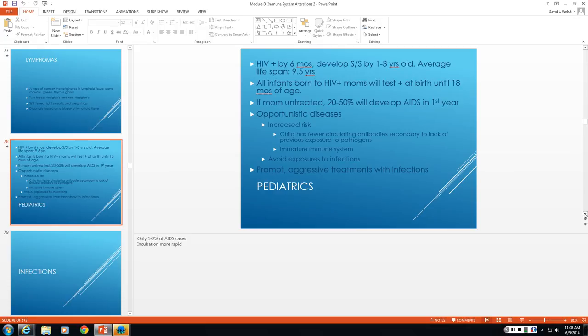Now, if a mother is untreated, 20 to 50% of infants will develop AIDS in the first year. Usually the death rate is from opportunistic diseases. So they're going to be at increased risk. A child with a fever, circulating antibodies secondary to lack of previous exposure to pathogens. It can also be caused by an immature immune system. So you want to avoid any kind of exposure to infections. You want to have prompt, aggressive treatment for any kind of infection.